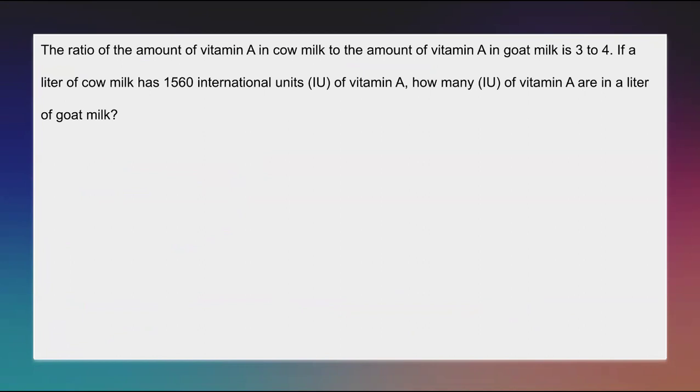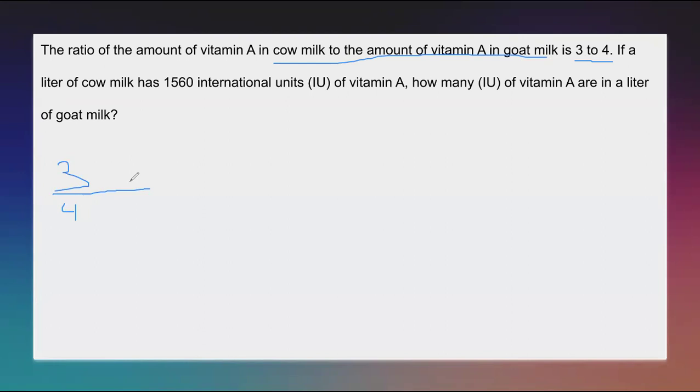So going on to the last problem now. It says that the ratio of the amount of vitamin A in cow milk to the amount of vitamin A in goat milk is 3 to 4. If a liter of cow milk has 1,560 international units of vitamin A, how many international units of vitamin A are in a liter of goat milk? So same thing. We're going to have an initial ratio and a final ratio. We're going to set them equal, and that's going to be a proportion. So our initial ratio, it gives it to us right here, 3 to 4, and that's cow milk to goat milk. So we have 3 over 4.